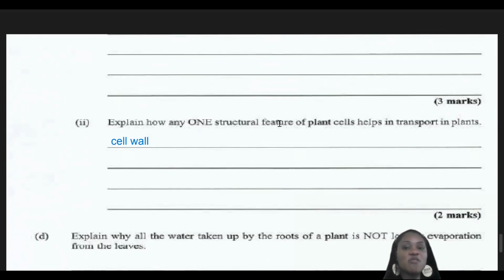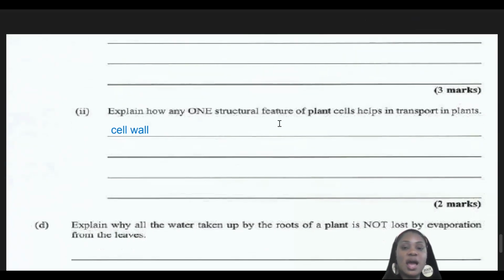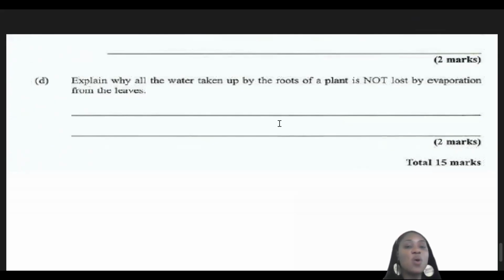Explain how one structural feature of plant cells helps in transporting water in plants. The cell wall is one feature: the fact that the cell wall is permeable to water, water can freely pass through the cell wall. And finally, explain why all the water taken up in the roots of the plant is not lost by evaporation. So we said that all the water doesn't get lost because some of the water is going to be used for photosynthesis and some of the water is stored in the cells to keep them turgid. So that's why the plant doesn't lose every single drop of water that it absorbs.